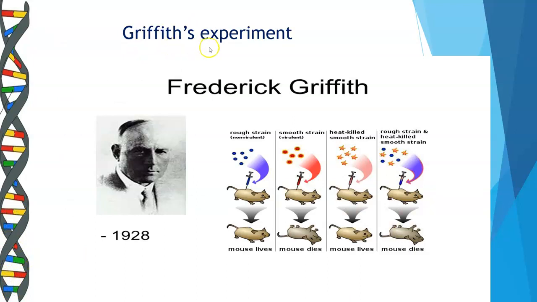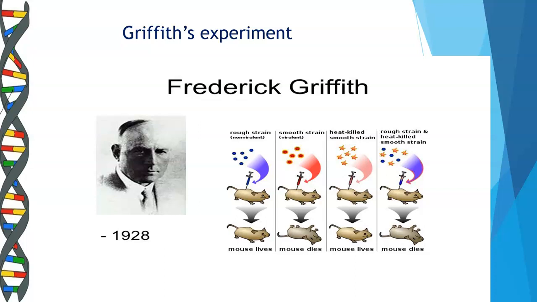Students, the first experiment that we will learn about is Griffith's experiment. In 1928, a British medical officer, Frederick Griffith, performed an experiment on the bacterium Streptococcus pneumoniae that causes pneumonia in humans and other mammals. Griffith used two strains, or two genetic varieties, of Streptococcus to find the cure for pneumonia, which was a common cause of death at that time.